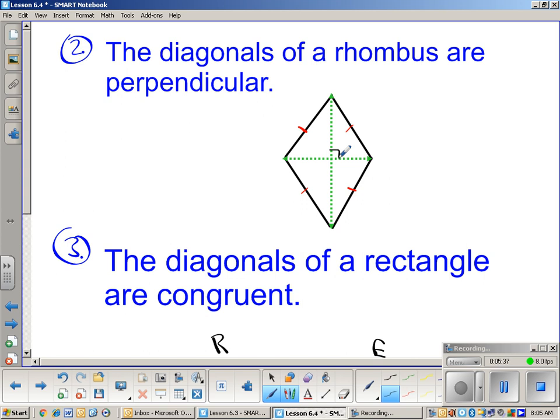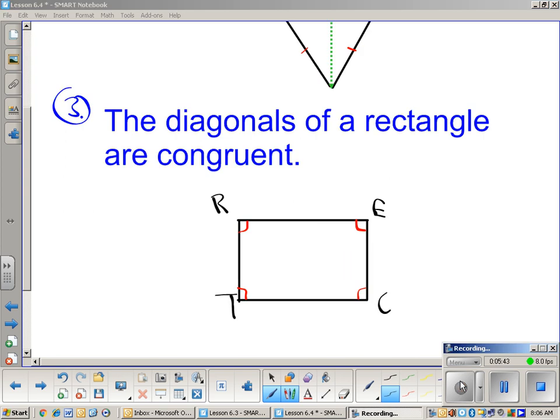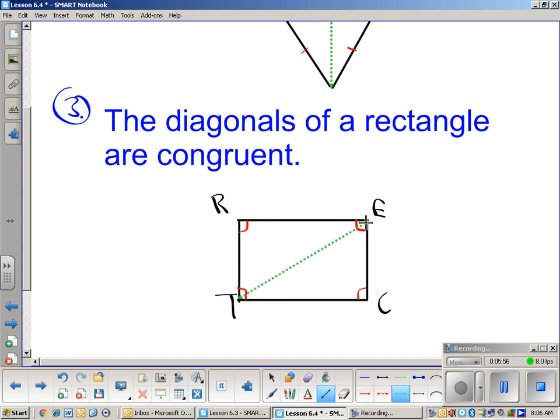Anybody still copying number 2 here? All right, I'll pause for a second. So here we have a rectangle, R-E-C-T, rect. The diagonals of a rectangle are congruent. That means this green line is equal in length to this red line. Okay, thank you. So those diagonals are congruent.